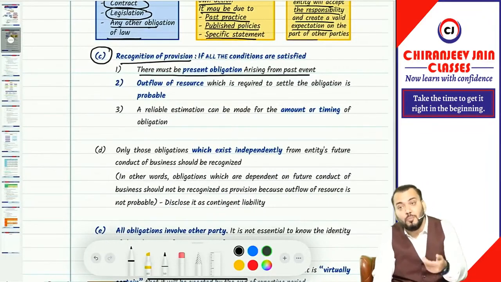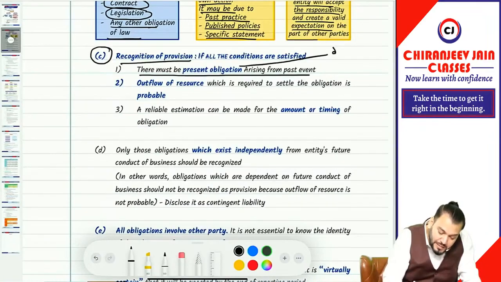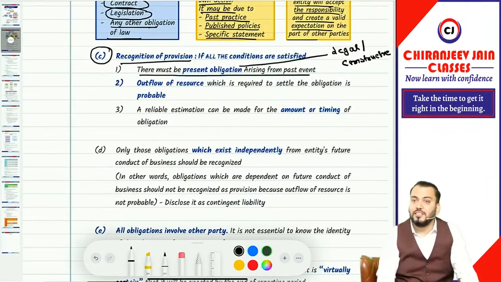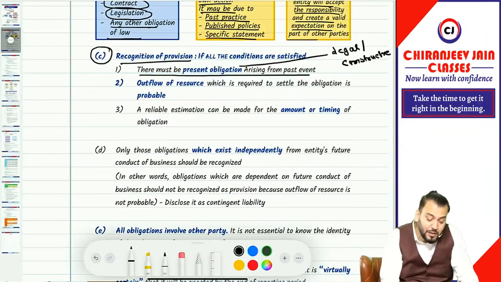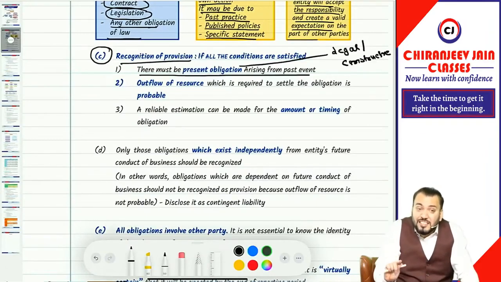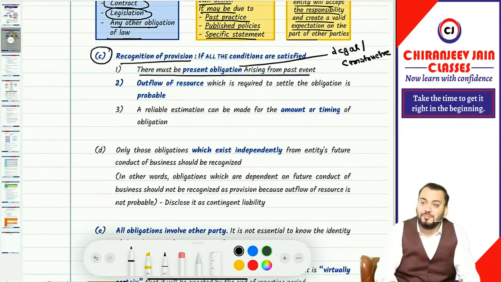So now whenever I am saying obligation, obligation can be legal obligation or constructive obligation. Correct? So this obligation can be either legal or constructive obligations. Got it? So there must be present obligation arising from past events. Second condition is what? Outflow of resource which is required to settle the obligation is also probable.